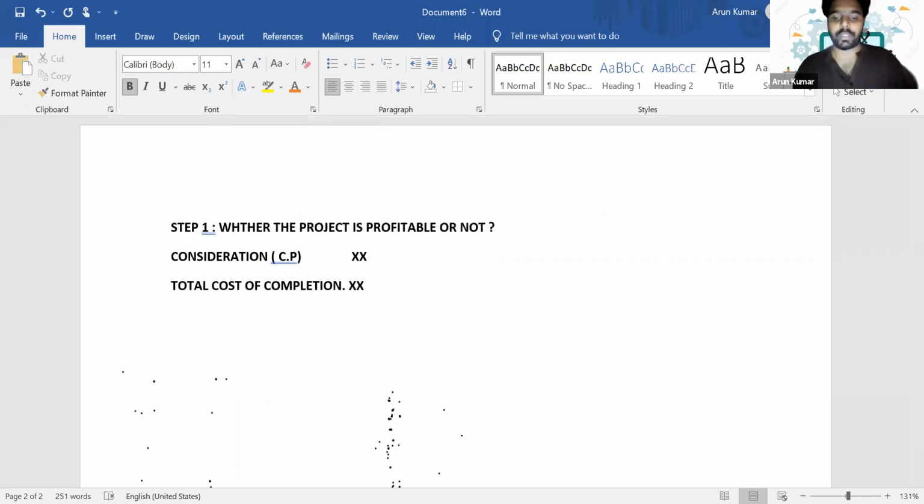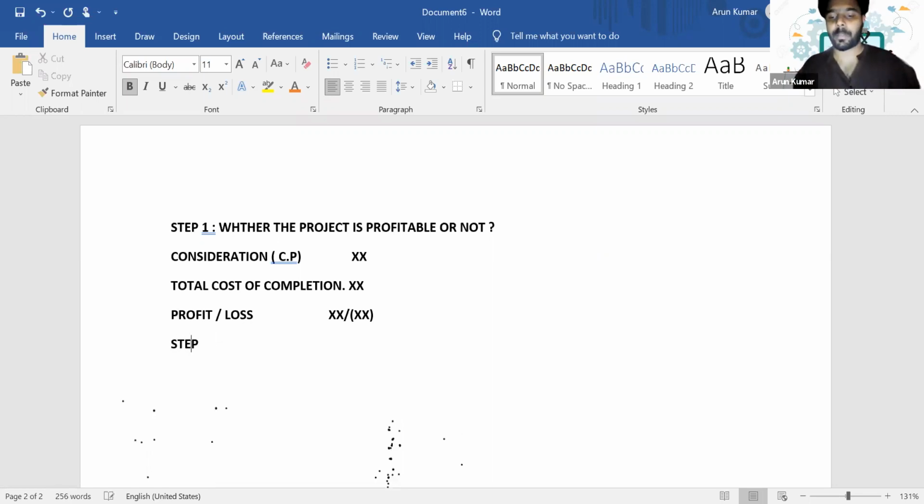So there are two situations. Either it will result in a profit or it will result in a loss. Either this project will be profitable, or at the start itself we'll get to know that the cost is higher than the contract price, then it will result in a loss. In that scenario, the loss needs to be charged to your P&L, right?